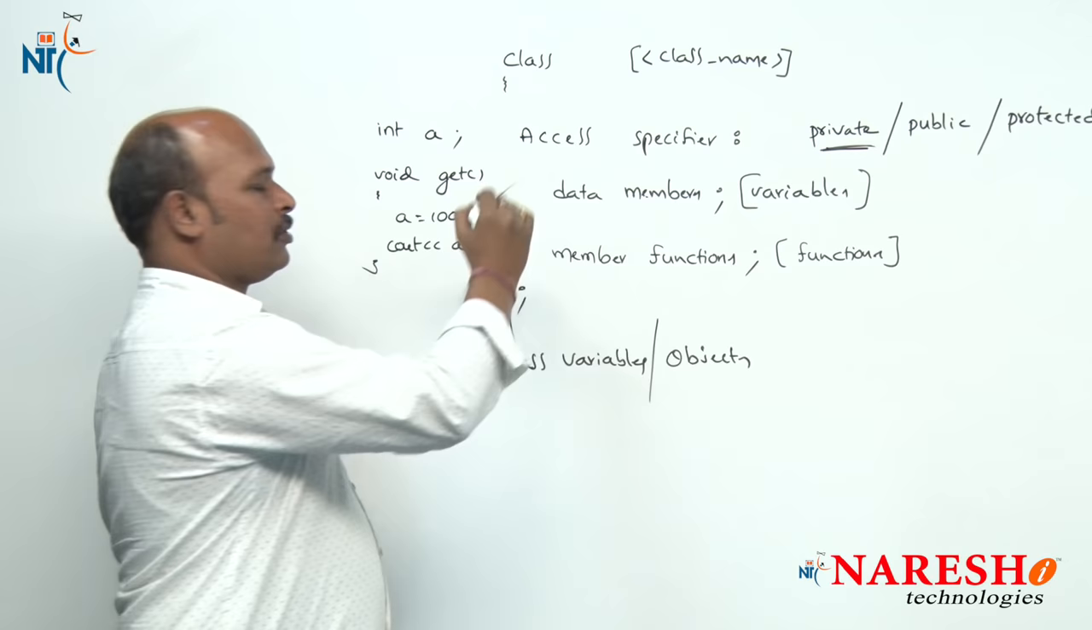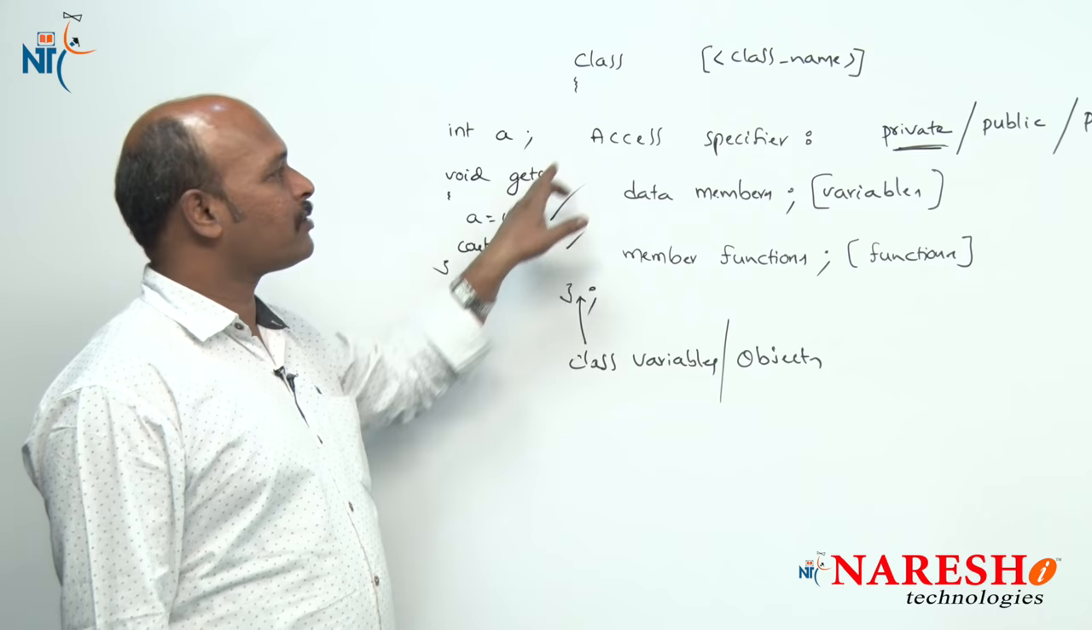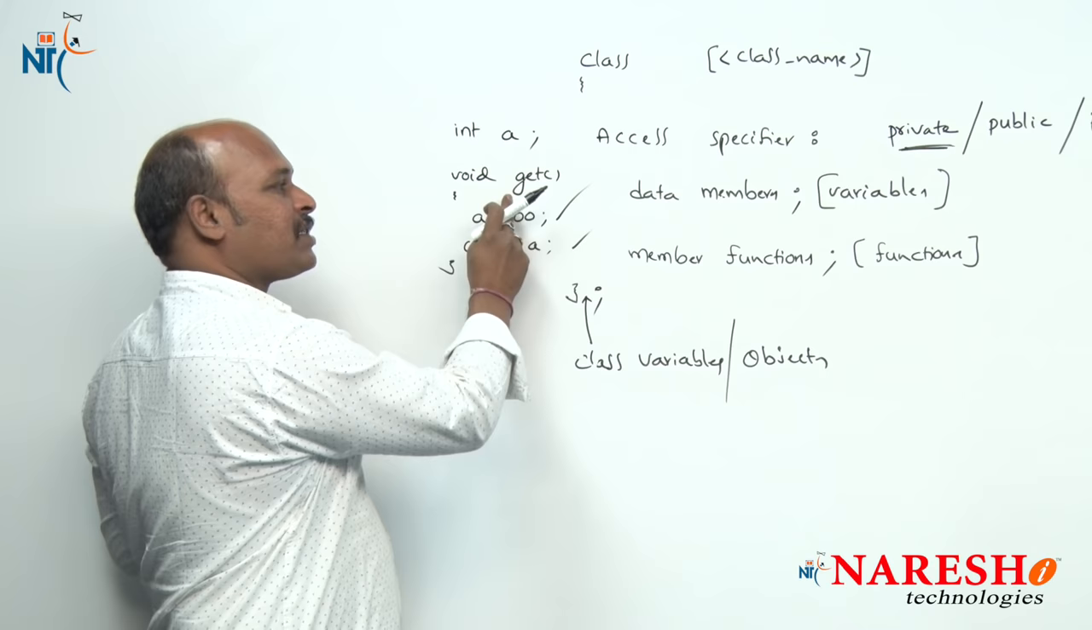Here the rule is: private data should be accessed with member functions of the same class. A is declared inside the class, and get is also declared inside the class, that's why they are called members. That's why private data should be accessed with another member function. That's why it is accepted, there is no problem.